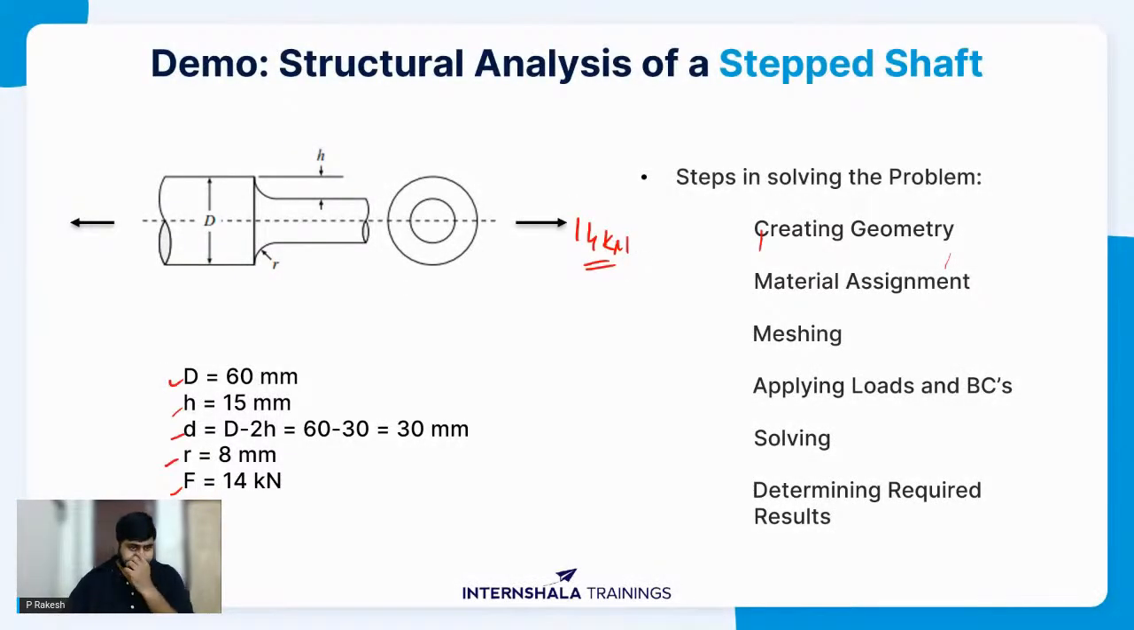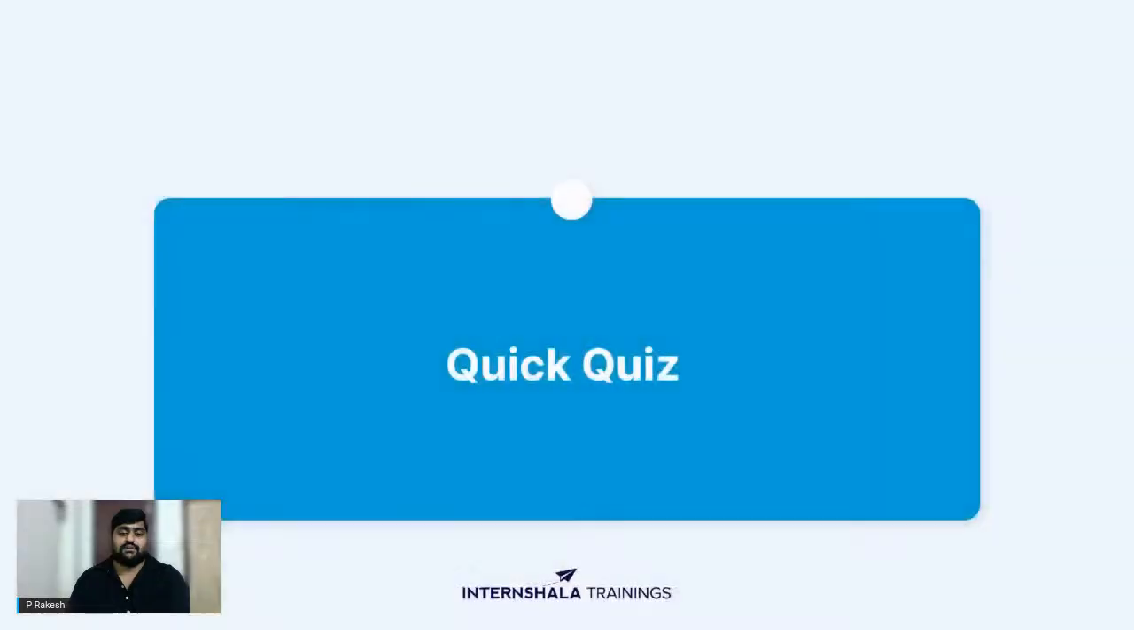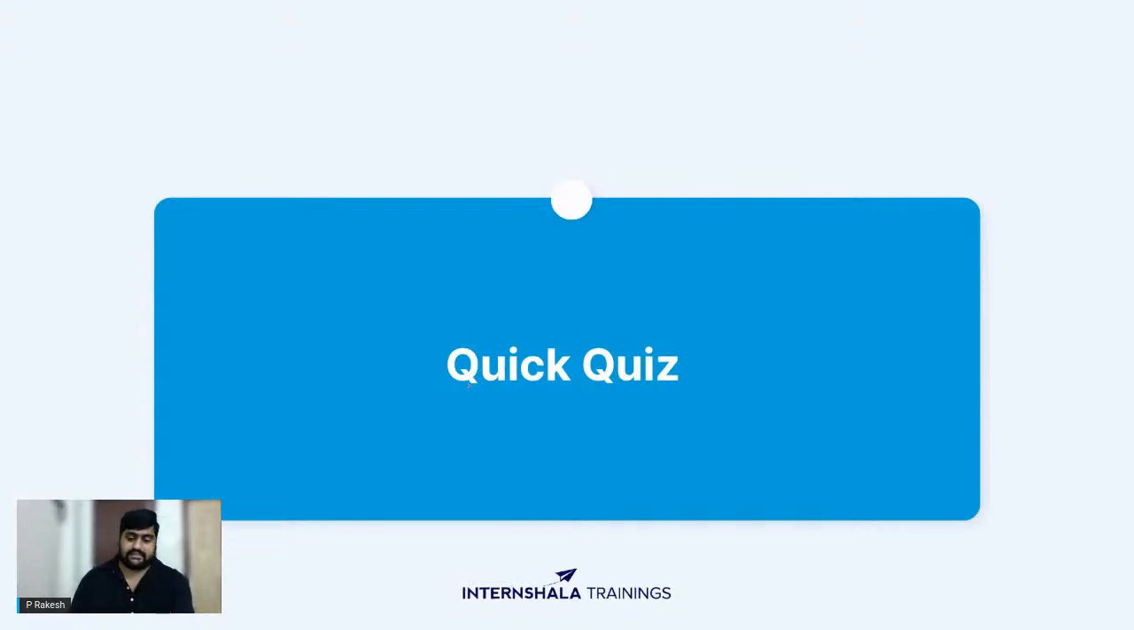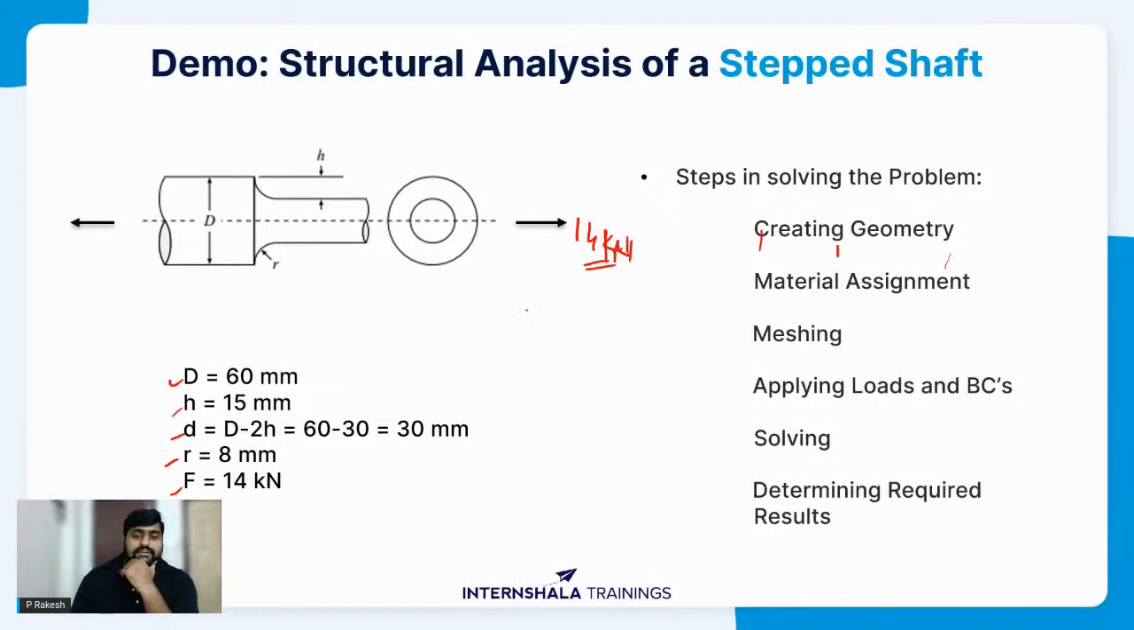Now, we know that we are applying a load of 14 kilonewtons. So now we are supposed to manually find the area. What is the area on which we have to apply this 14 kilonewtons? Based on that, we need to find out the area. Can you guys guess what is the area on which we are going to apply the 14 kilonewtons?